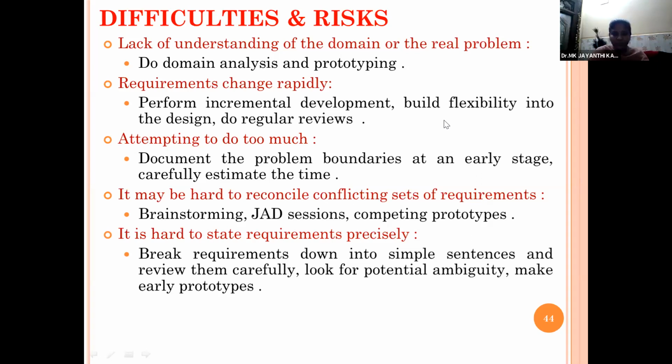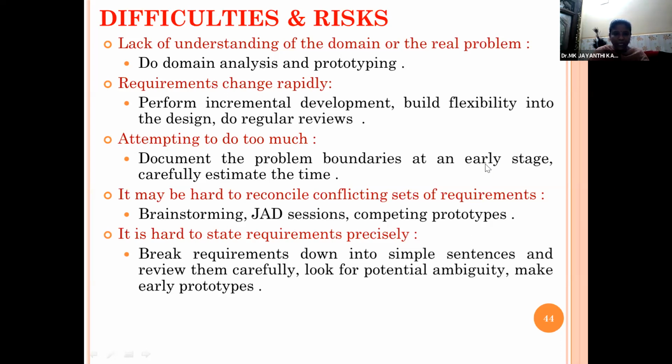The review process should be done in each stage so that we can avoid rapid changes and attempting to do too much. If you are doing many processes in a single project, the complexity will increase and the size of the project will increase. So we should carefully estimate the time at the early stage of the project itself so that we can avoid attempting to do too much work.